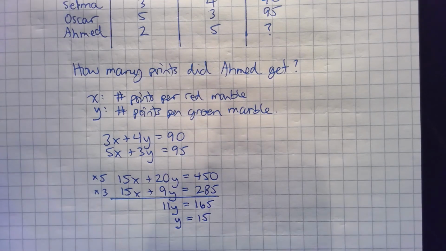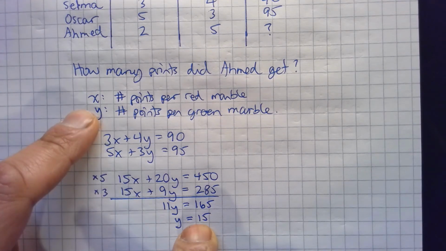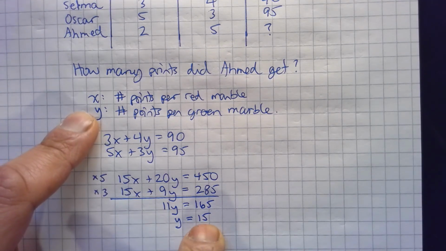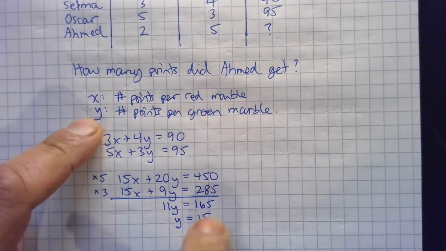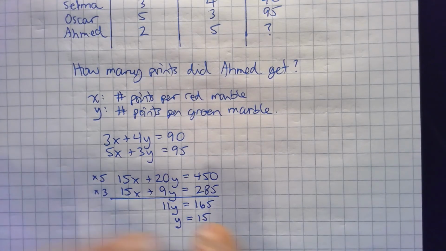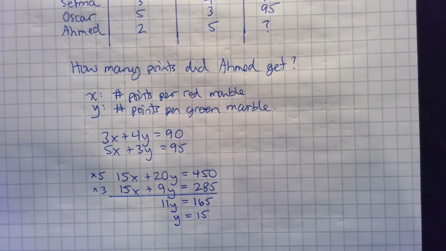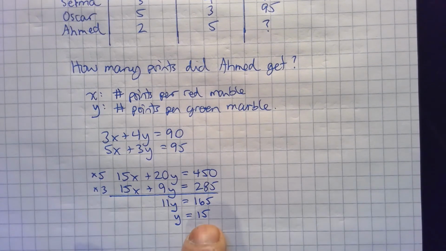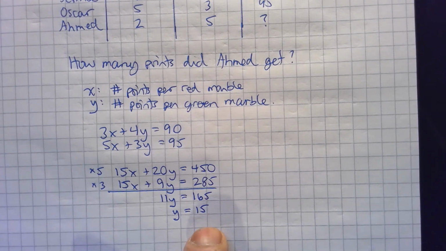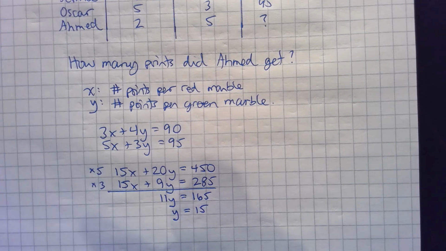Does that make sense? Doesn't hurt just to pause for a second and just ask yourself, does it make sense that y, the number of points per green marble, is 15 points per green marble? Yes, it does. What I mean by that is, let's say you got a negative value there. Clearly that doesn't make any sense. How are you going to get a negative value for a number of points? So it doesn't hurt just to stop for a second and think to yourself, does it make sense, these answers that I'm getting? Is it possible that I could have gotten a decimal? Yeah, it's possible. A little unlikely though, but it is possible. But crazy fractions? Yeah, probably not. Not in this case at least.